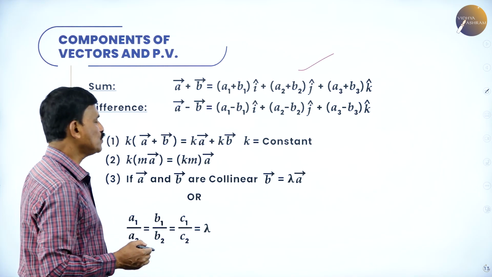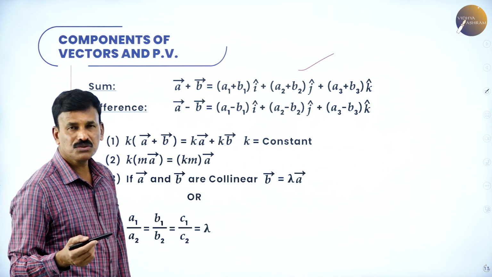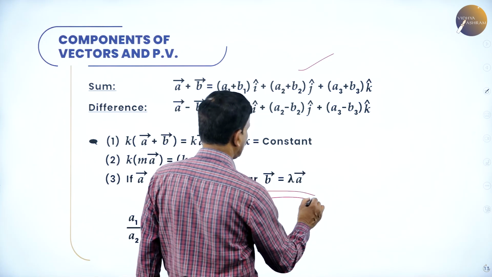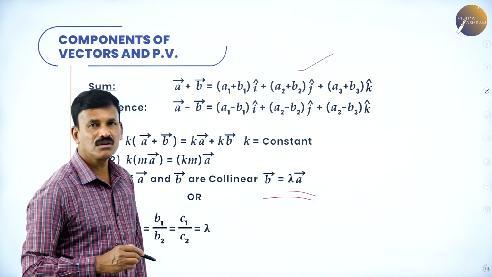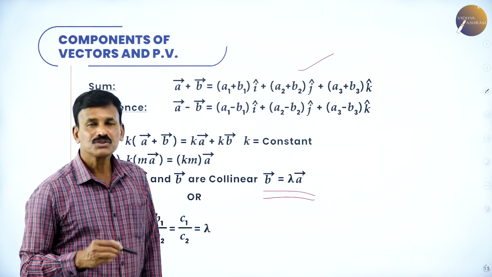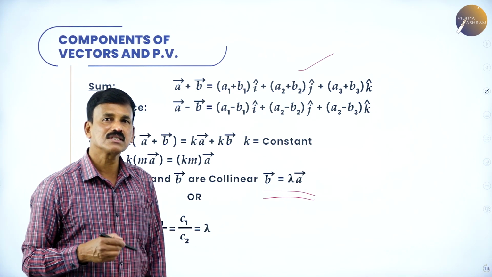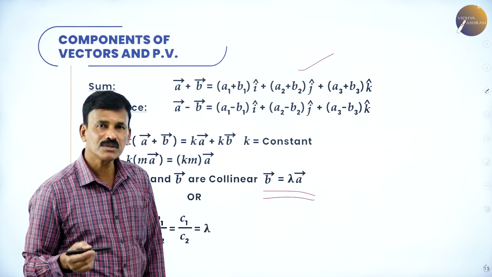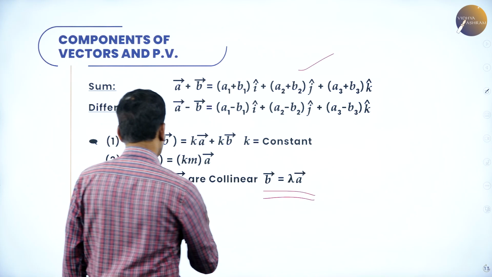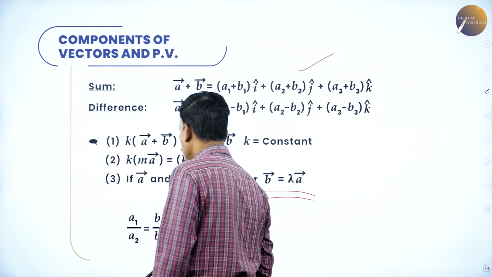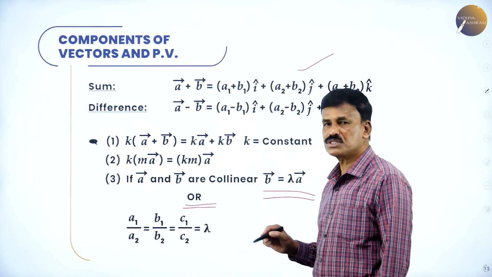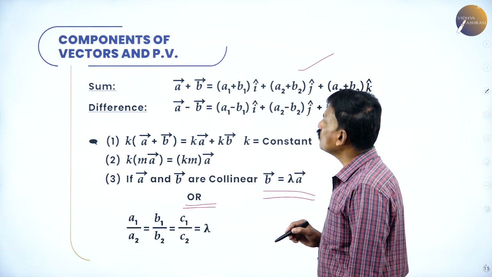Suppose a and b are two vectors. If these two vectors a and b are said to be collinear, then we are going to verify that vector b is equal to lambda times vector a. So, to verify whether the given vectors are collinear, just verify that vector b is equal to lambda times vector a, or a1 by a2 is equal to b1 by b2 is equal to c1 by c2 is equal to lambda. Now, move on to the next.